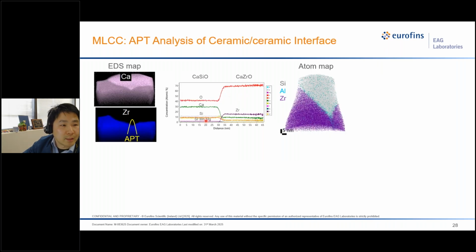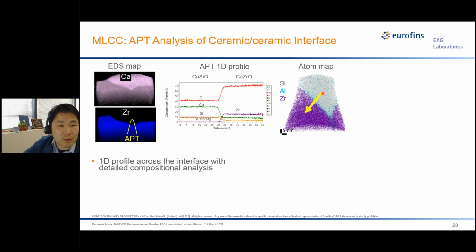So this is the data obtained from this region. This is actually a triple junction region between three grains, one from the secondary phase and two from the primary phase. And in the data, we observed the secondary phase enriched in silicon, and the bottom is enriched in zirconium. We can do a lot of detailed analysis on this data set.